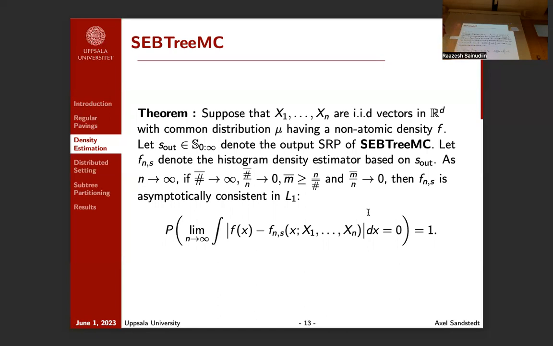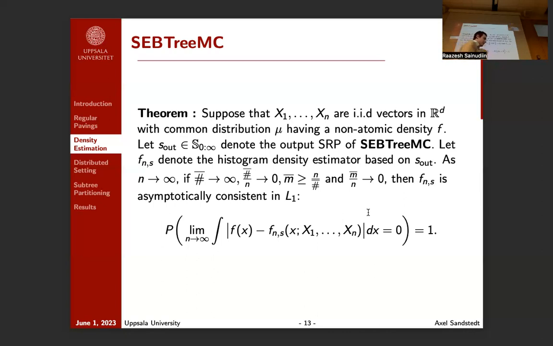But so we have a theorem here that tells us when we run this algorithm, we get a successively more refined partition. And at every iteration, we can define some histogram upon the state of the Markov chain. The theorem tells us that the histogram defined on the output our Markov chain produces, as the number of sample points goes to the limit, will be asymptotically consistent to the true underlying density of our sample, given some assumptions.